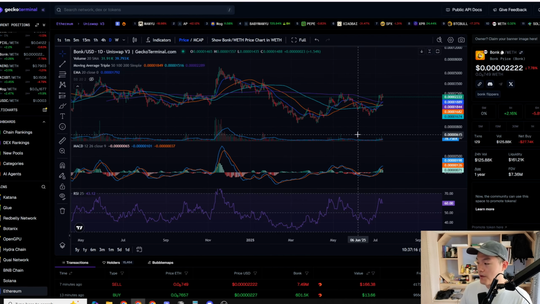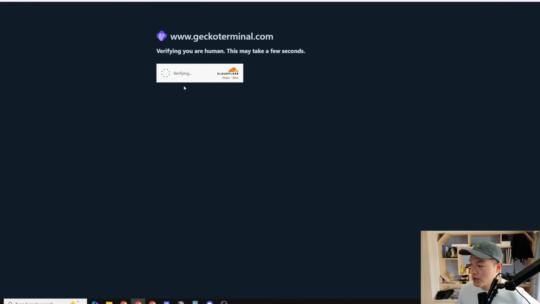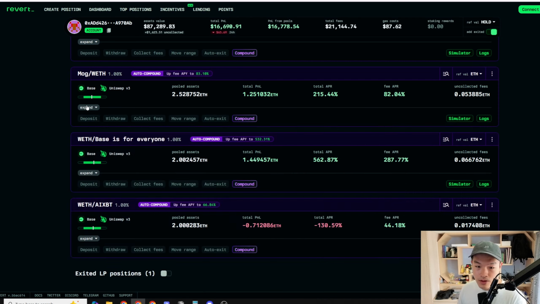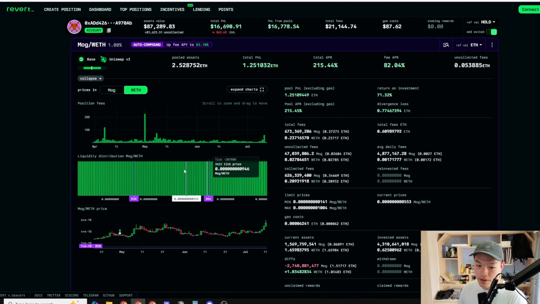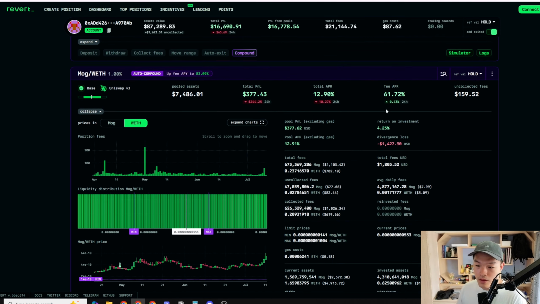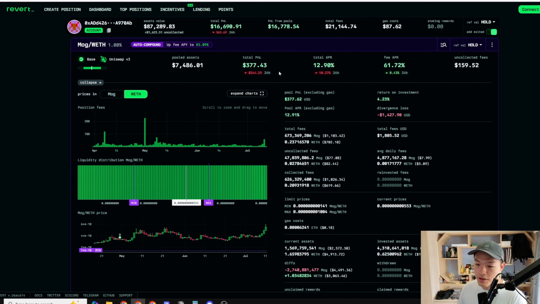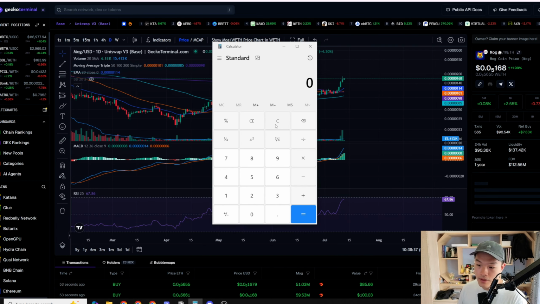But again, my favorite method is just to use the average volume here and then try to figure out the rough APR. We don't have to be really pinpoint accurate about it. We just want to get a rough estimate to see if it's actually worth our time. So I could run another example here with, let's say, MOG and ETH. If you look at my LP here, MOG and ETH, I'm currently providing liquidity on Base. The HODL APR is roughly 61%, and I could compare that to the rough estimate.